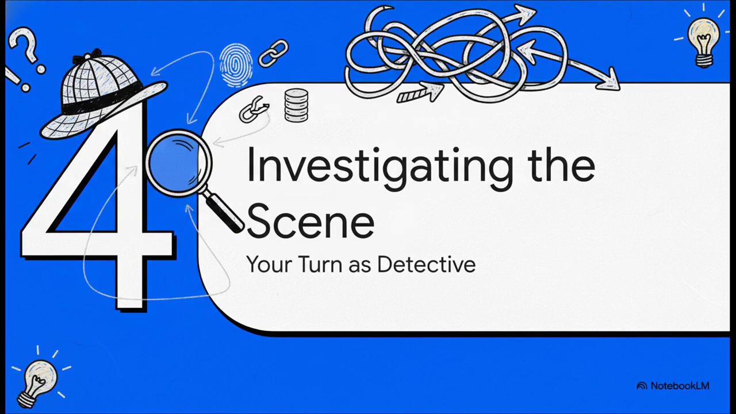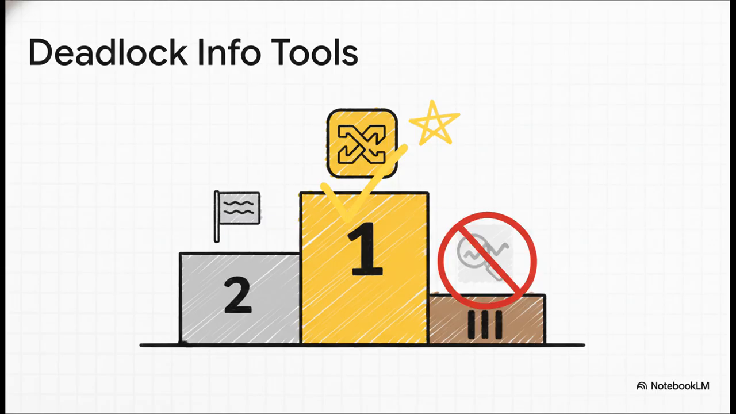Okay, so the immediate crisis is averted, but the case isn't closed. Now it gets handed to you. It's your turn to put on the detective hat, to sift through the evidence and figure out what went wrong so it doesn't happen again. And your number one tool in this investigation? It's the XML deadlock report.